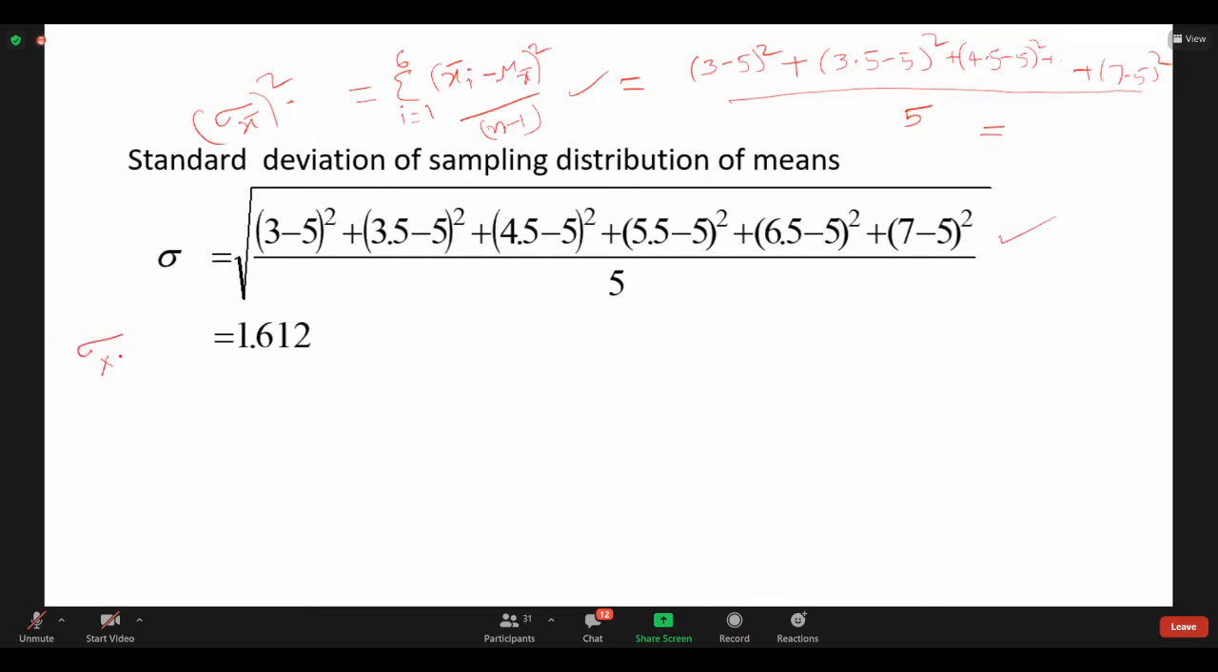Directly you can get sigma suffix x bar, that is equal to sigma. Once all of you check. Yeah, all of you got the same thing? So all of you check the standard deviation of the sampling distribution of means. Okay, over. Shall I move to the next one?